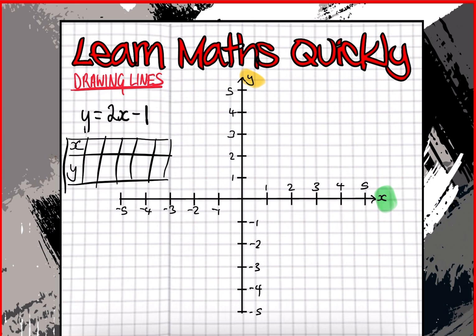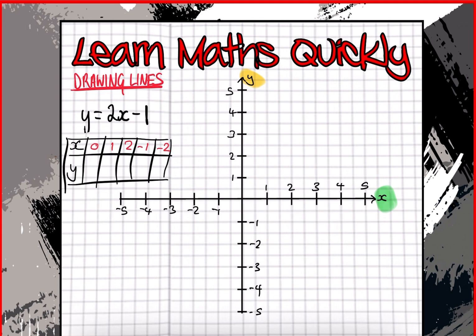Now the first method, in the table on the left hand side there are blanks next to the x. What you need to do is put numbers into the x row there. The easiest numbers to put in are the lowest ones. So let's just go 0, 1, 2, and then it's always useful to put in a couple of minus numbers as well. So I've put -1 and -2 in there.